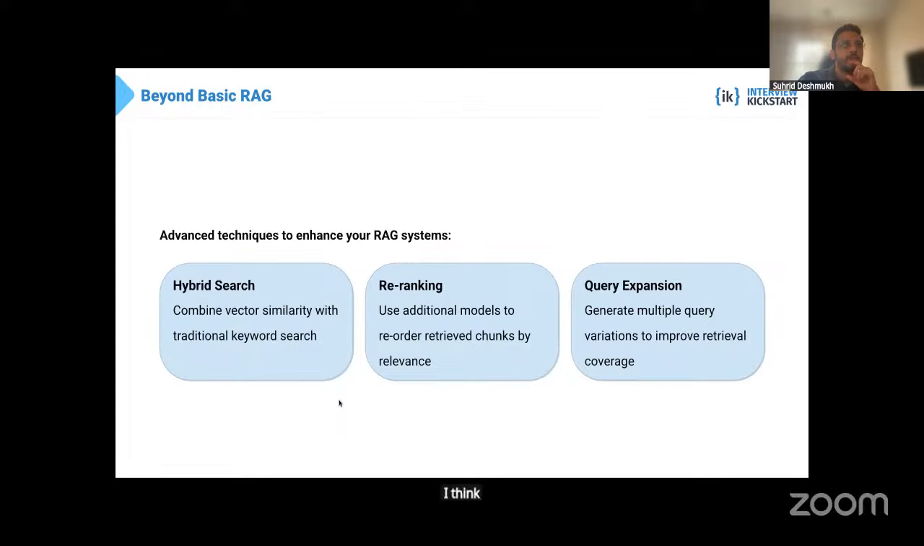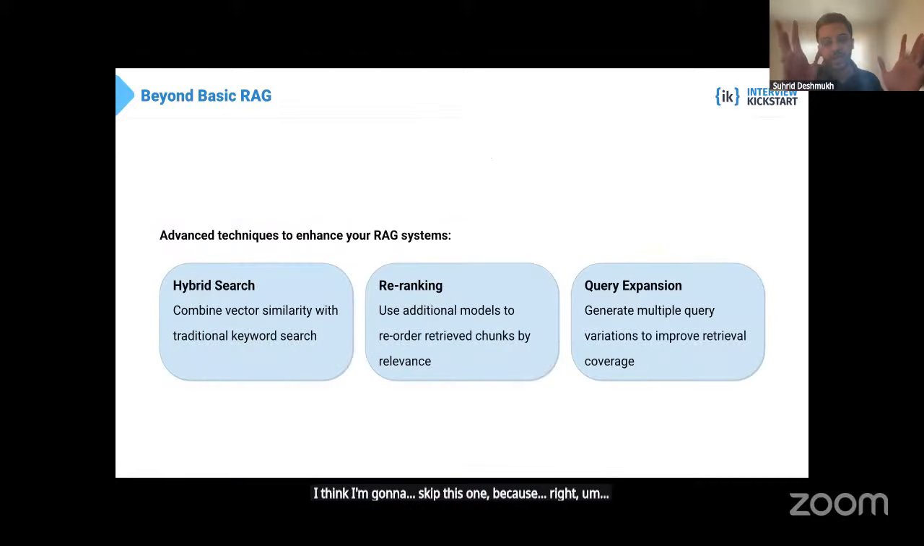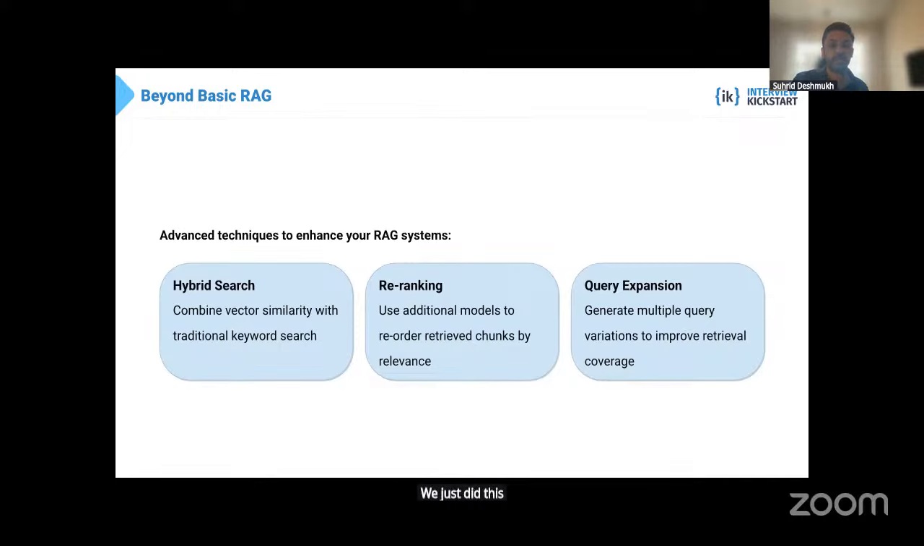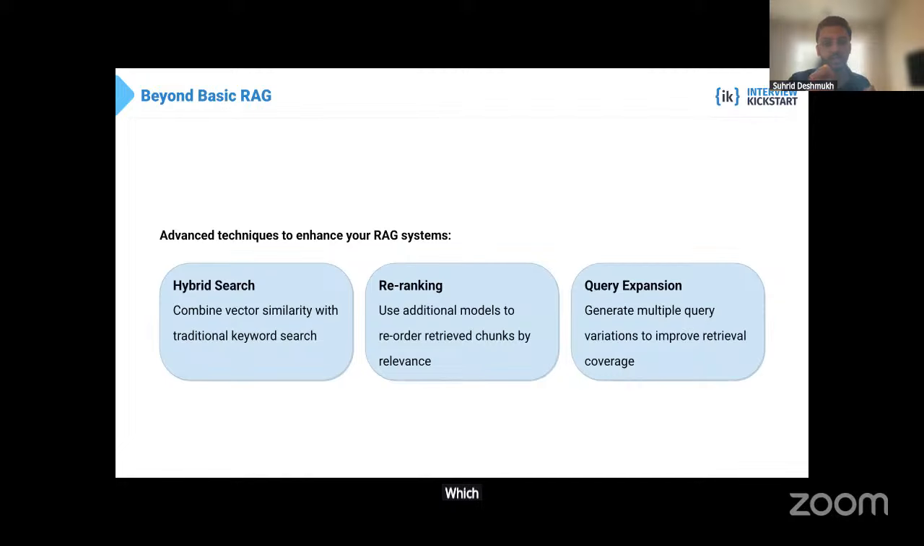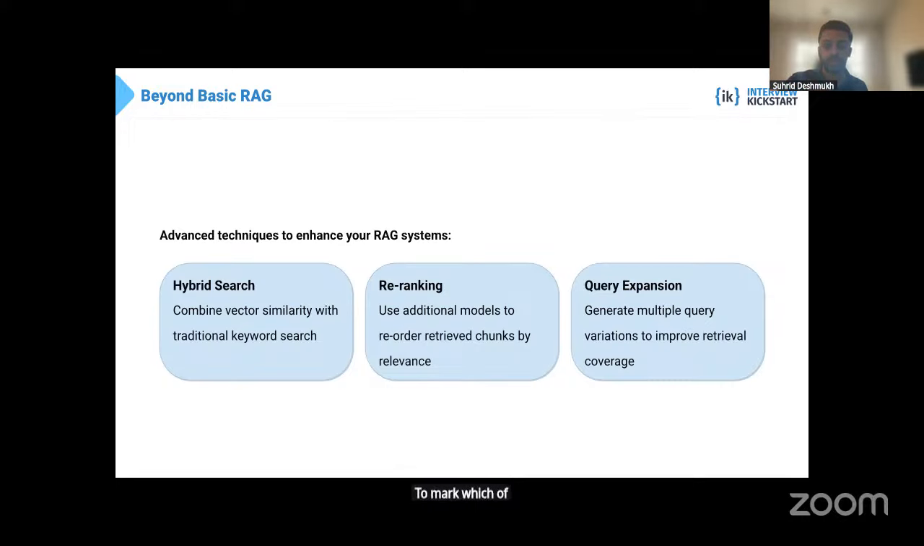I think I'm gonna skip this one because, right. Or I guess I just covered this and there are techniques where you can enhance your RAG-based system, like where we just did this vector embedding search. There are hybrid searches which focus on not just the vector embedding but other algorithms like TF-IDF, which is this frequency based search and keyword based search. There's ranking models that, based off of the documents that are retrieved, improve the ranking associated with them to mark which of them are the most relevant.